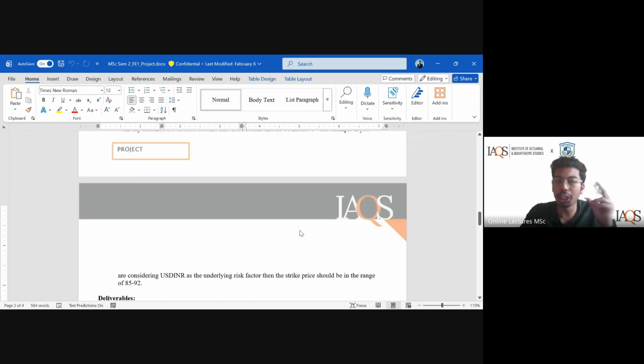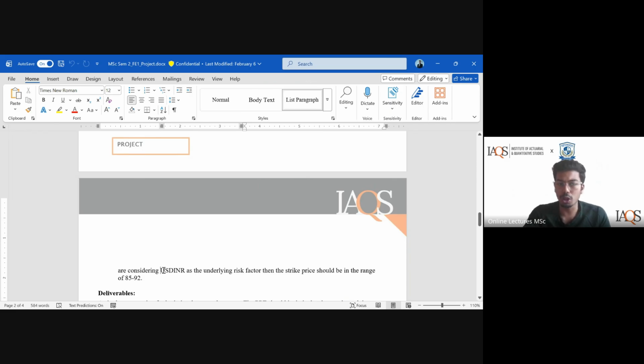All right. And take intuitive trade details. For example, if your underlying risk factor is USD INR, don't take the strike price as 200 because I know that is not feasible. So take intuitive trade details, whatever trade details you are taking.